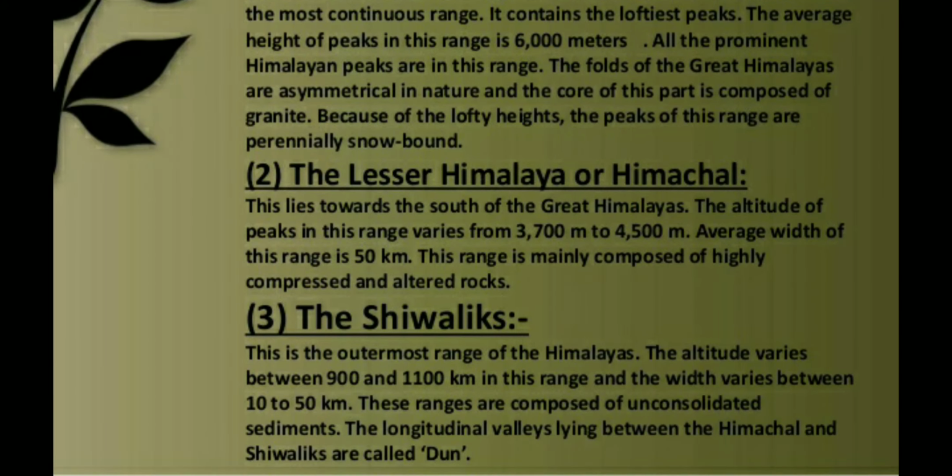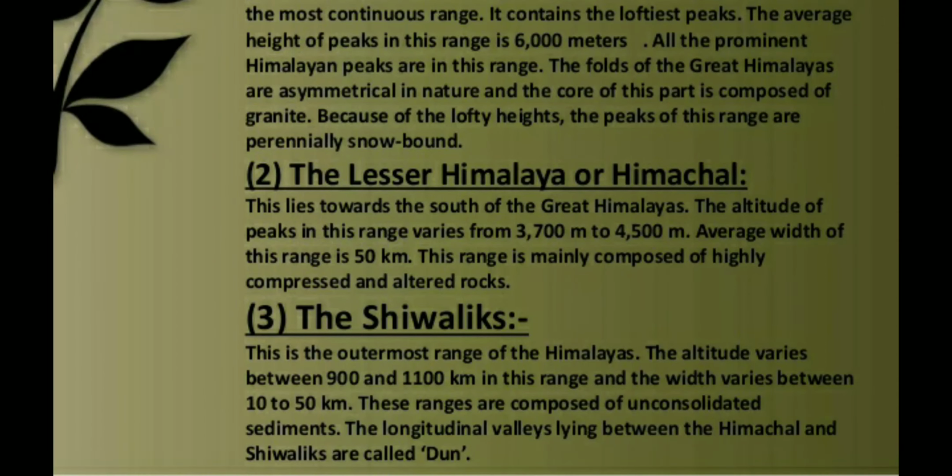Next come the Shivaliks. This is the outermost range of the Himalayas, the last part of the sari. Understood? The altitude varies between 900 and 1,100 meters, and the width varies between 10 to 50 kilometers. Width and height: like the size of your waist is the width, and your height is the height. So, width varies between 10 to 50 kilometers.